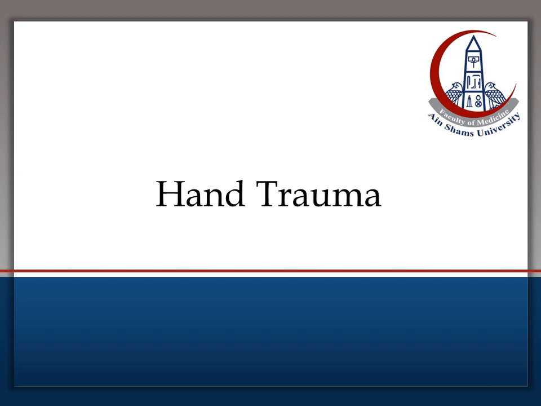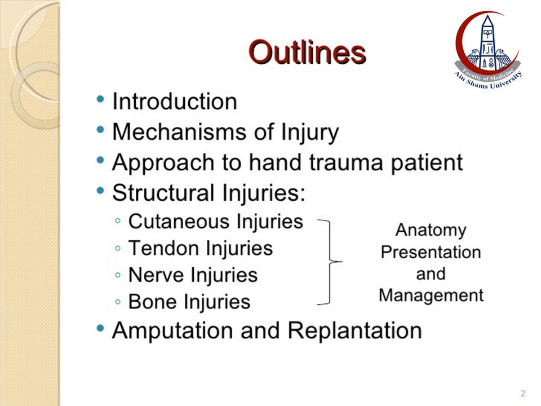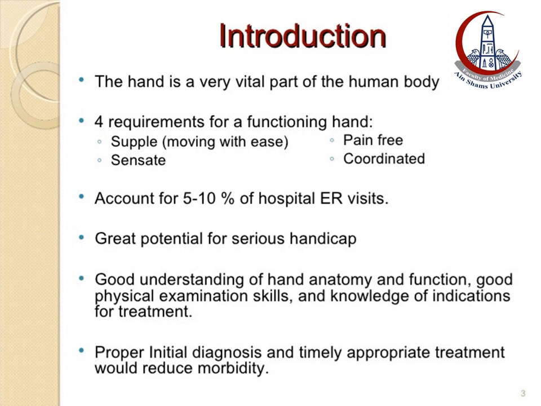Now we describe hand trauma, the different types of hand trauma. We have to know the different mechanisms of hand trauma and the approach to hand trauma patients. It's important to know that we have cutaneous injuries, tendon injuries, nerve injuries, and bone injuries. And finally, we will talk about amputation of parts and replantation.